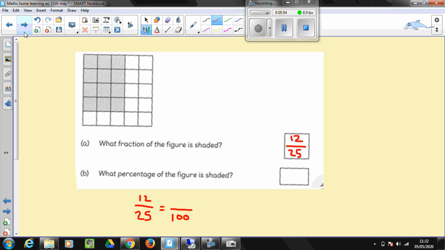So I know that 12 are shaded out of 25 squares altogether. So that's 12 25ths that are shaded. If I want to know it as a percentage, I have to convert it to be out of 100. 25 times how many makes 100? Well, 25 times 4 makes 100. So I need to do the same to the top. 12 times 4. 12 times 2 is 24, and then I could double it. Aha, 48. If it's 48 out of 100, that's the same as 48%.